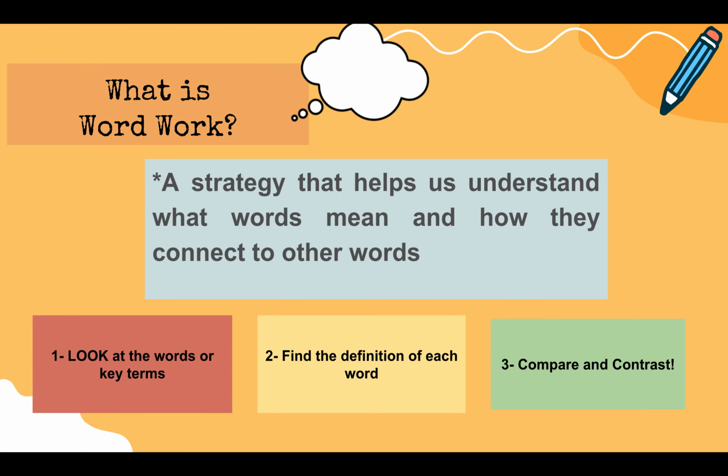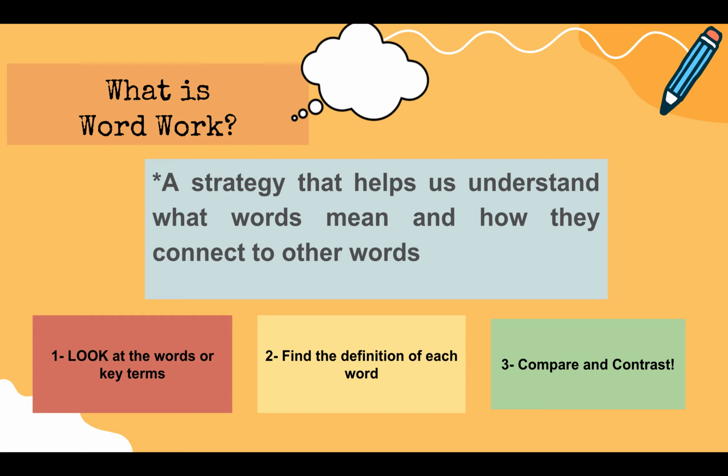So what is word work? Word work is a strategy that helps us understand what words mean and how we connect them to other words. It helps us understand what we're reading. It helps us make connections to what we are working with in the moment and maybe past units and future units as well. When we use the word work strategy, we want to do three things.